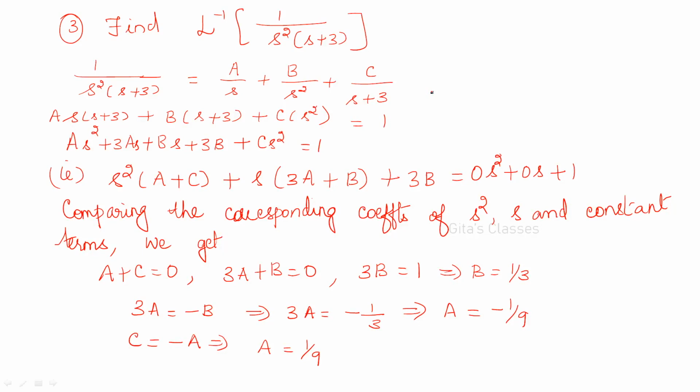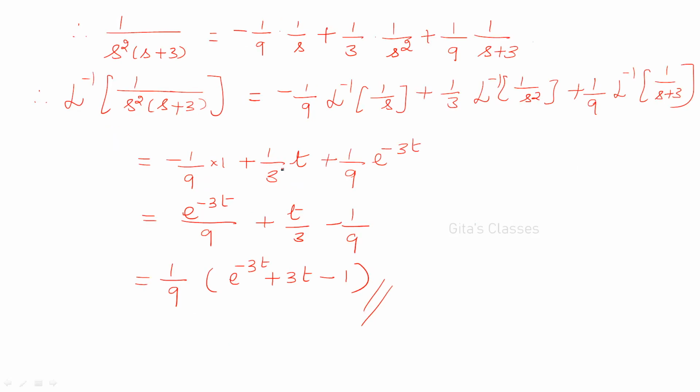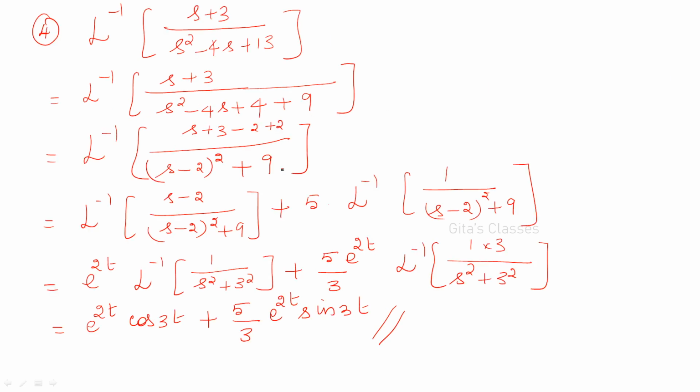Next is L inverse of 1 by s squared into s plus 3. Because you have s squared, you have to write a by s plus b by s squared plus c by s plus 3. And find the values of a, b, c. Substitute, and again it will be easy to find out the inverse Laplace transform.